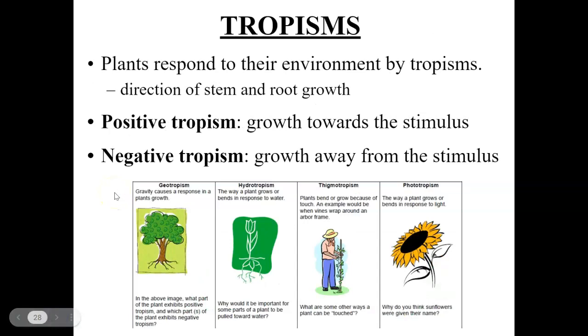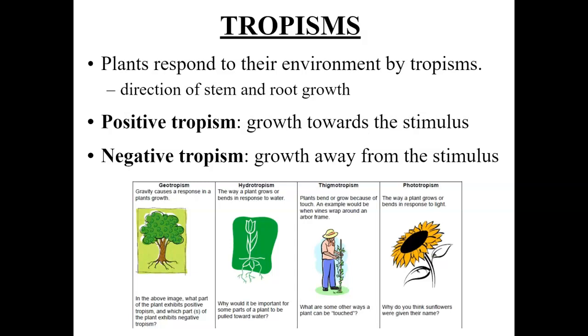Tropisms are when plants respond to their environment. So we're going to talk about different types of tropisms, specifically in the stems and in the roots, like why each one of them grows up versus down. There are positive and negative tropisms. Positive tropisms means that growth occurs towards the stimulus or with the stimulus, whereas negative tropisms means growth occurs away from the stimulus or in the opposite direction of the stimulus.